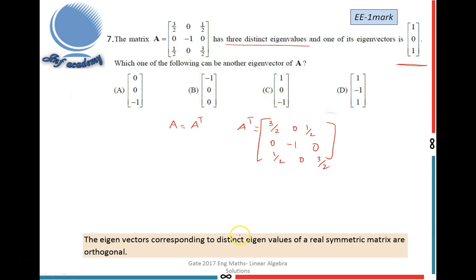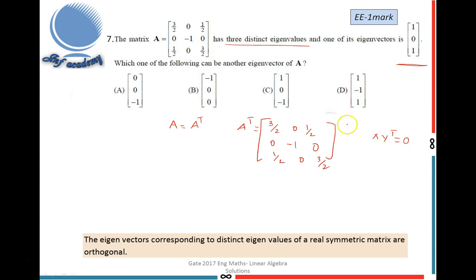So I can use this relation. That relation says the eigenvectors are orthogonal. The eigenvectors corresponding to distinct eigenvalues of a real symmetric matrix are orthogonal. So the corresponding eigenvectors are orthogonal. Next, I explain what orthogonal means. Orthogonal definition: suppose x and y are orthogonal, then x into y transpose equal to 0.